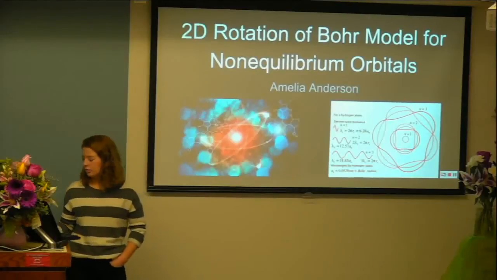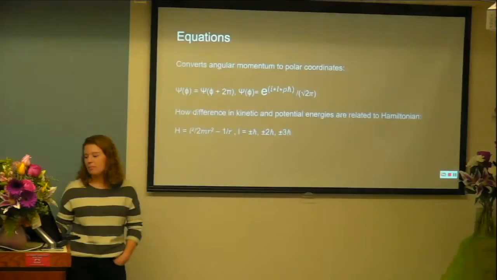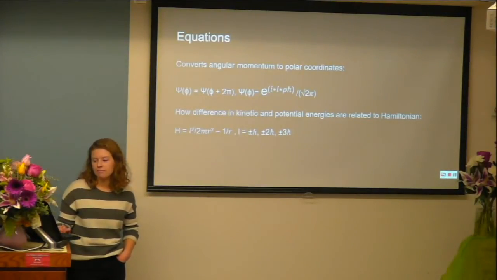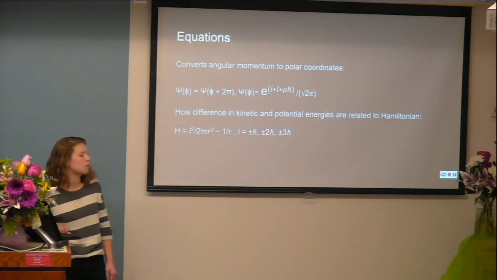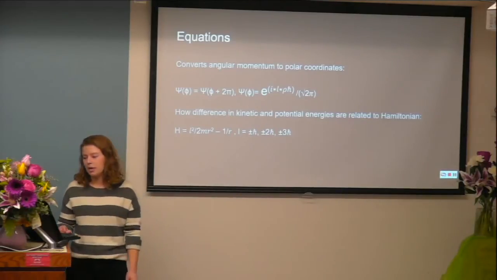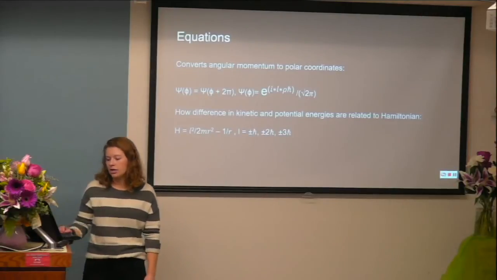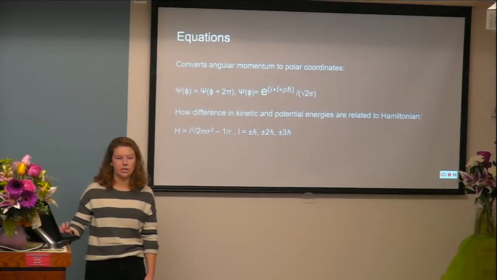On the 2D rotation of the Bohr model for non-equilibrium orbitals. Some of the equations I used: this first equation converts angular momentum to polar coordinates, so we could plot the angular momentum in a way that we can understand it on the Bohr model. And the second equation shows the difference between kinetic and potential energies and how they're related to the Hamiltonian.